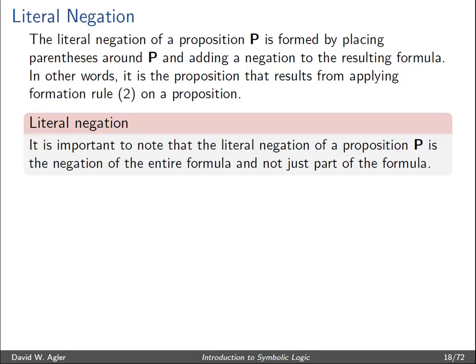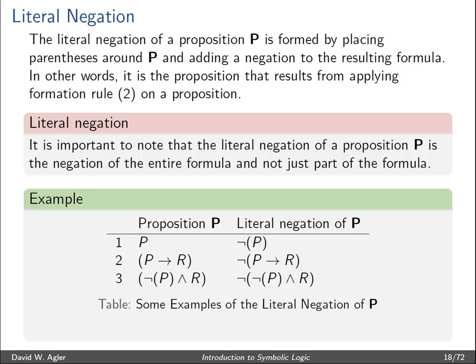It's important to note that when we are talking about the literal negation of a formula or a proposition, we're talking about the negation of the entire formula and not just some smaller subformula of it, some part of that formula. So let's look at a couple of examples of how we form the literal negation of certain formulas. If we take the formulas on the left-hand side as our example, the right-hand side will be the negations of those formulas. In the first example, we have P, and to form the literal negation of it, we simply put parentheses around it and add a negation.